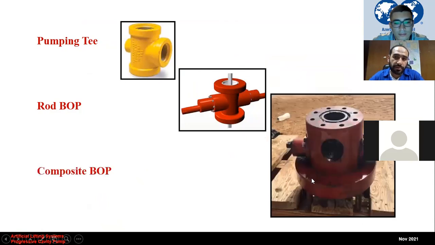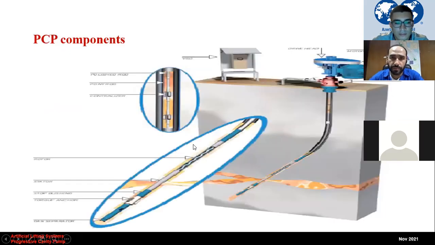This one you see in this photo is just a composite BOP. It gathers the two functions together. This is the flow tee and those are the BOP rams. So they are now integrated in one piece, as you see in this photo. So now those are the surface components: the electric panel, the drive head, and the composite BOP.